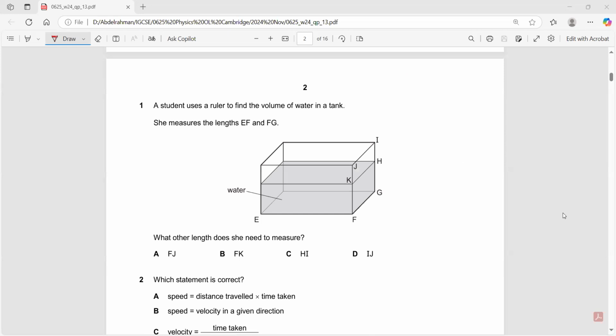What other length does she need to measure? Okay, she measures EF and FG, right? What other length does she need to find the volume? If she found EF and FG, she still needs what? She still needs FK. Yes, she still needs this length, the height or the depth of the water.